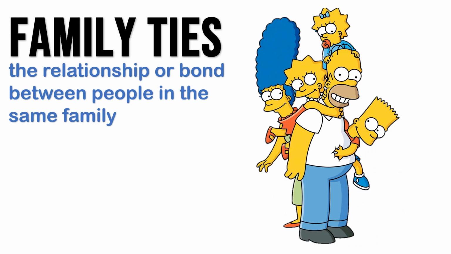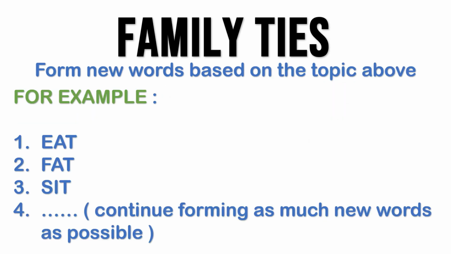Before we start, let's look at the meaning of family ties. Family ties is the relationship or bond between people in the same family. For our first activity, let's form new words based on the topic family ties. For example, EAT, eat, or FAT, fact, or SIT, sit. These words are derived from family ties. Now, continue forming as many new words as possible.